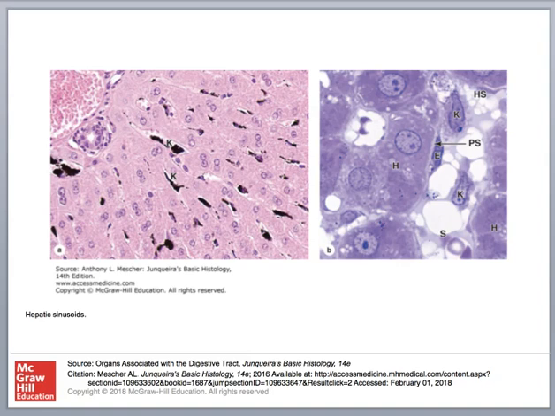And then finally, the cells identified as K are the Kupffer cells. These are specialized macrophages that are attached to the luminal aspect of endothelial cells. These cells are important in inflammatory reactions, and they're also involved in fibrosis.